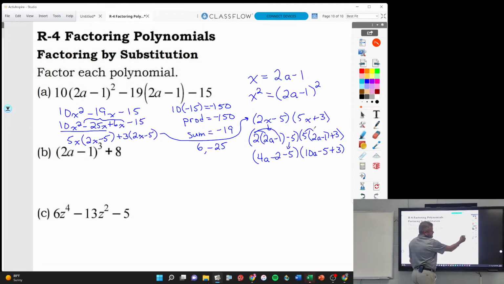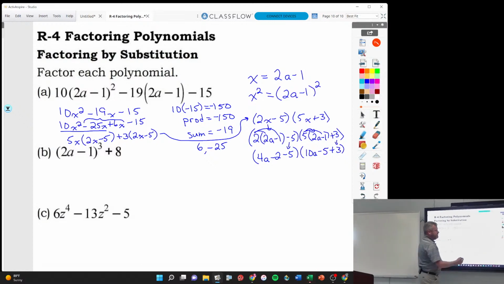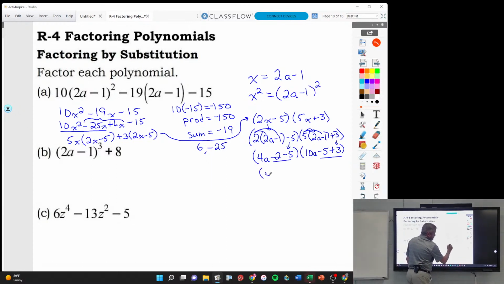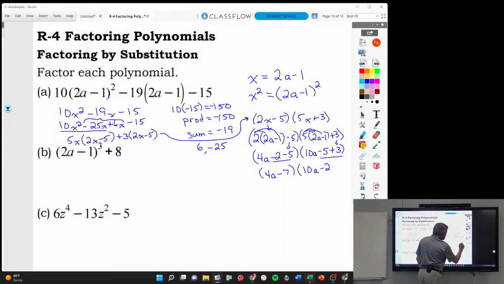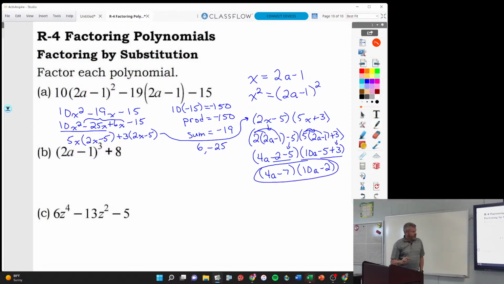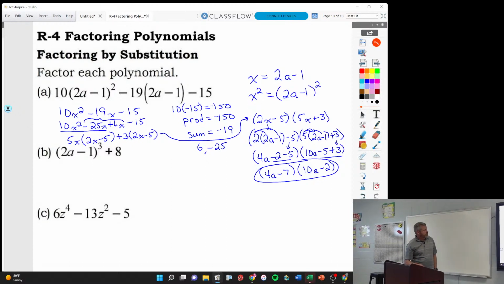On the other side, I took 5 times 2a and got 10a. 5 times minus 1 got minus 5. And this plus 3 goes along for a ride. And now if you'll notice, I can combine like terms here. So I have 4a minus 7 times 10a minus 2. And that is finally the final answer. Okay.